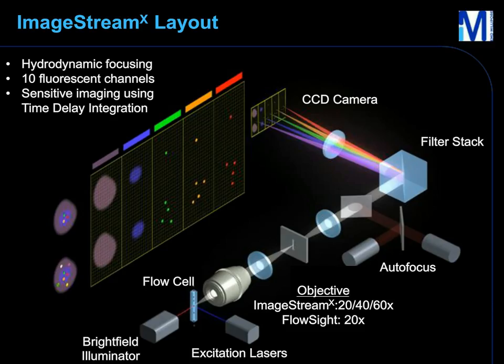The filter stack then spatially separates the multispectral imagery by wavelength into separate channels on a CCD camera. So the imagery from the bright field light goes into one channel, imagery from the side scatter light goes into the second channel, imagery from the first fluorescent dye goes into the third channel, and so on. Both the ImageStream and FlowSight are equipped with up to 10 fluorescent channels, which allows the use of up to 10 fluorescent dyes in a single sample.